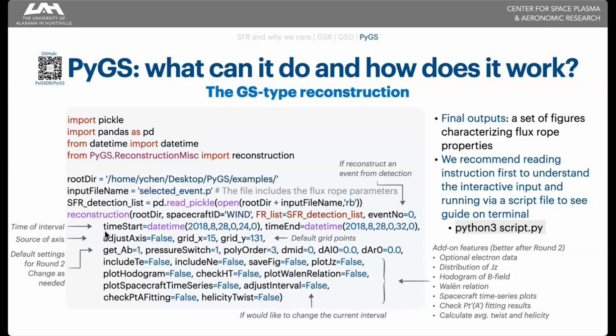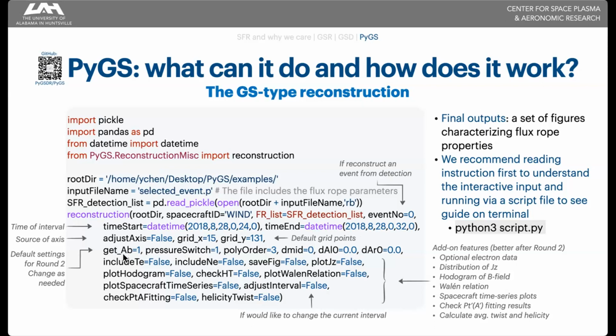As I mentioned, although this is a 2D technique, we still need a flux group z-axis, and this controller indicates the source of the axis. If users would like to adjust the axis from detection, or they want to get the axis from reconstruction, they can turn it on. These two controllers are default grid points.